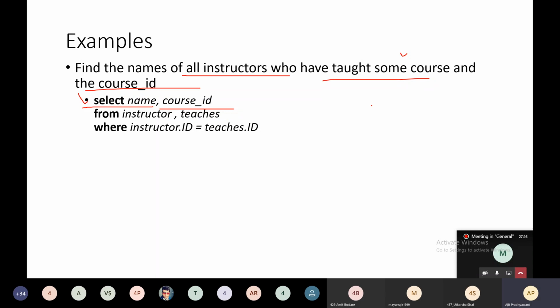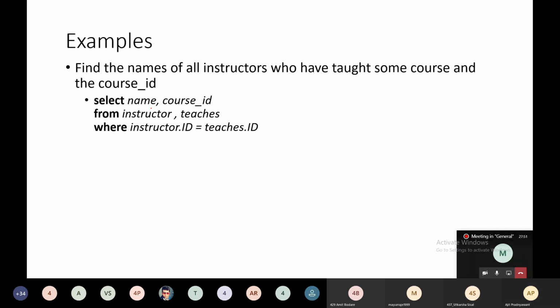The course name of the instructor is present in the instructor table, whereas the course ID is present in the teachers table. So we require these two relations, instructor and teachers, to retrieve the data. So how do we write the query? We have to write the query like this.